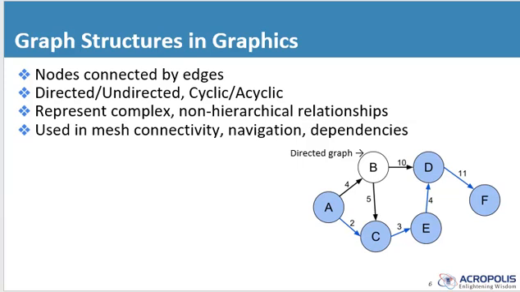Next we have graph structures in graphics. Graphs, on the other hand, consist of nodes and edges. They can be directed or undirected, cyclic or acyclic. They represent more flexible and non-hierarchical relationships. In graphics they are used in mesh connectivity, navigation systems, and shader dependency resolution. Think of a directed graph representing movement paths or object dependencies in a simulation. Here we have an example of a directed graph.